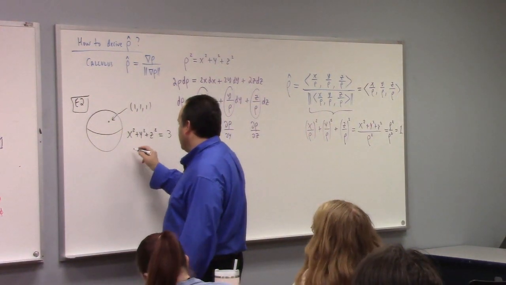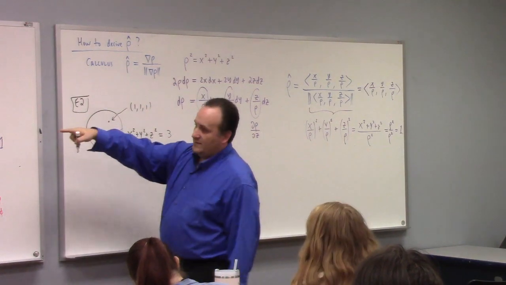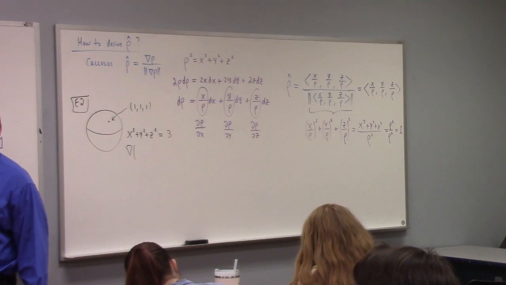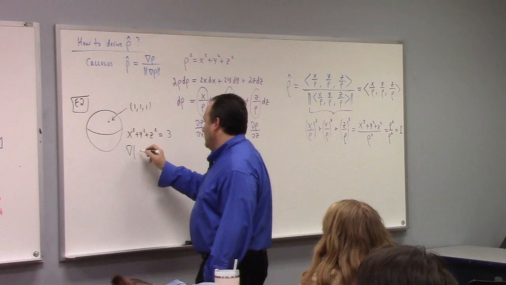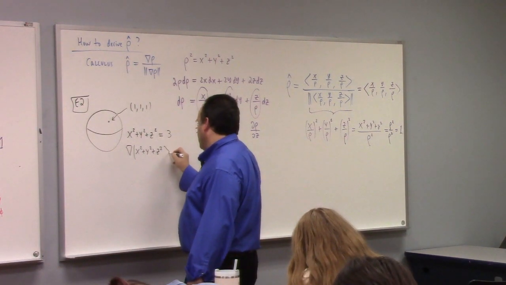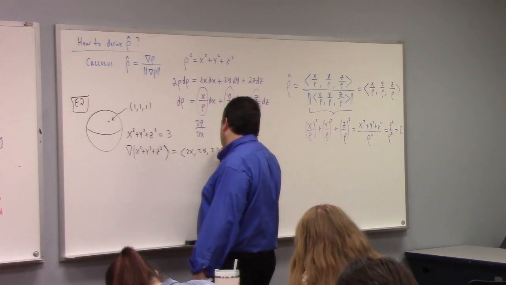So can you guys tell me, what's the normal vector to that? What's the easiest one to do? Do you want to adopt this viewpoint? For the tangent plane question, I don't. So I would go with the gradient of x squared plus y squared plus z squared, which is 2x, 2y, 2z, right?